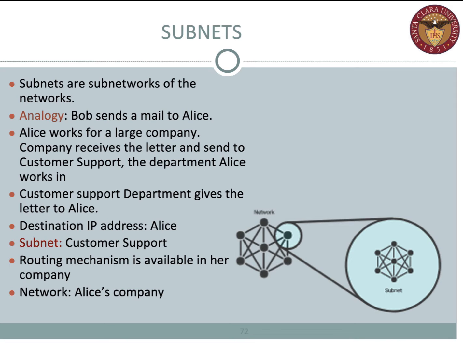Let's work on it with an analogy. Remember, Bob sends a mail to Alice. Alice works for a large company, and the company receives the letter and sends it to customer support, where Alice works. The customer support department gives the letter to Alice. So in this analogy, the destination IP address resembles Alice. Customer support is a subnet. A routing mechanism is available in her company, and the whole network is Alice's company.